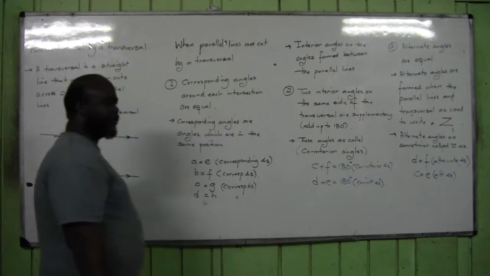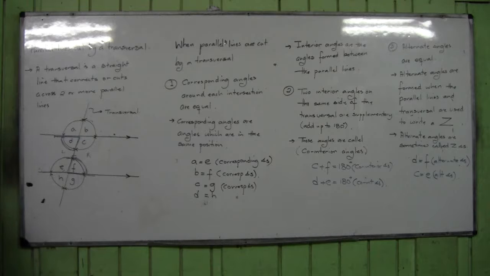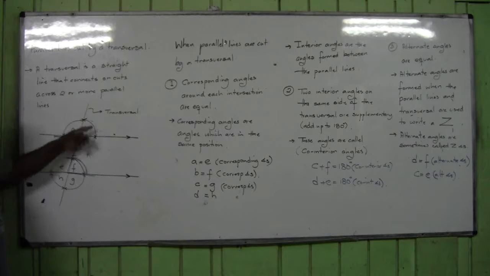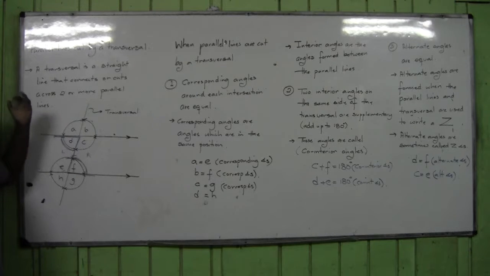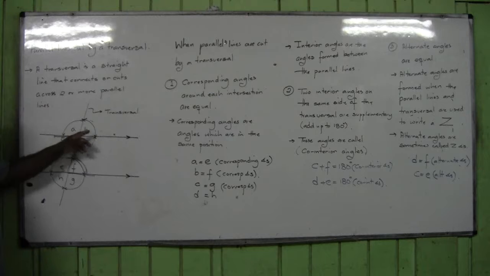They are alternate angles. Ladies and gentlemen, there are other things up here that you need to be able to see. For example, A, B, C, and D add up to 360. They are angles at a point. A is equal to C. They are vertically opposite angles. A plus B is equal to 180. They are angles on a straight line. So there are other things there.